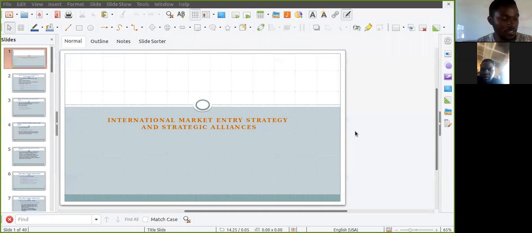We also looked at the environments in which international business operates. We looked at three environments in which international business operates, and that includes the domestic environment, foreign environment, and the international environment. And I took time explaining what all these environments talk about.